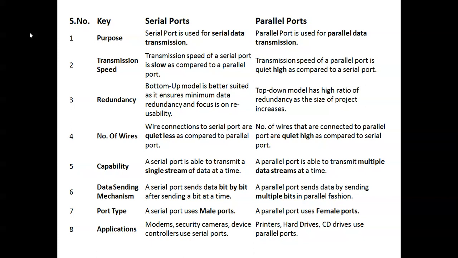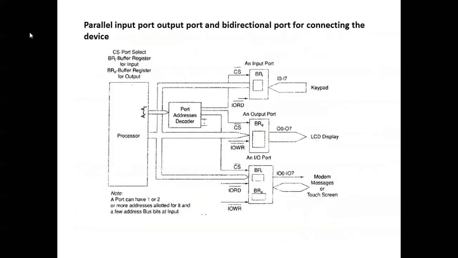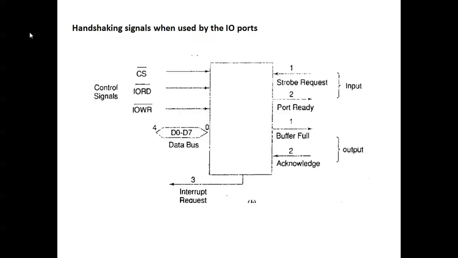Port type: serial ports are male ports, and parallel ports are female ports. Applications of serial ports are modem, security camera devices, controller. And parallel ports are used for printer, hard drive, CD device. So parallel ports, output port, bidirectional port connection devices, how they will be connected is shown in the diagram. They have keyboard, LCD display, modem, touch screen, and how they will be connected with the ports. Then handshaking signals are used for input output ports. Okay, thank you.